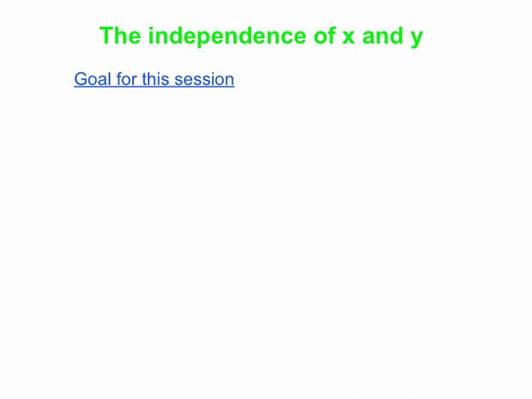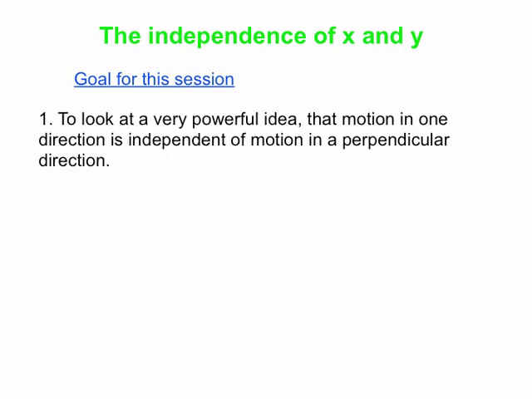Hi, today we're going to talk about a concept called the independence of x and y. We have a single goal for this session. It's such an important idea that we're going to focus the whole session on this one idea, that motion in one direction is independent of motion in a perpendicular direction. The first direction we might call the x direction, the other direction we might call the y direction. So this is why we shorten this concept down to call it the independence of x and y, the independence of motion in each of two different directions.